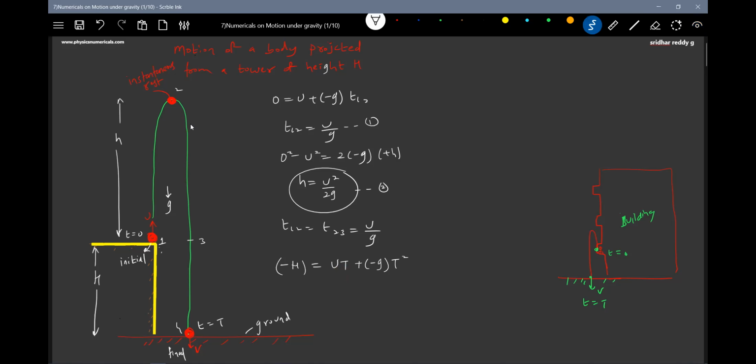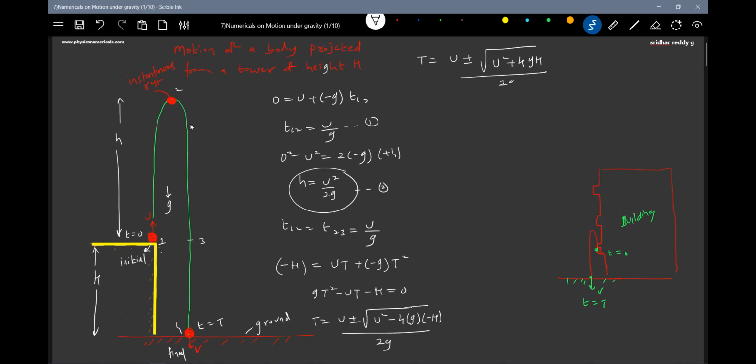Okay, there's a quadratic equation, gt square minus ut minus h equal to 0. So then t is equal to u plus or minus square root of u square minus 4g times minus h, divided by 2g. Okay, this will be the time of flight.